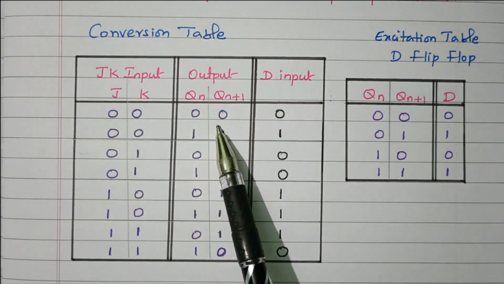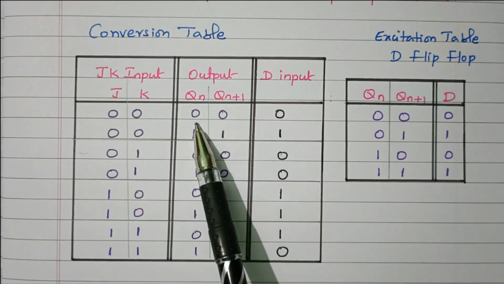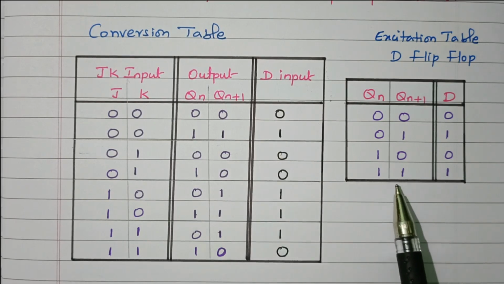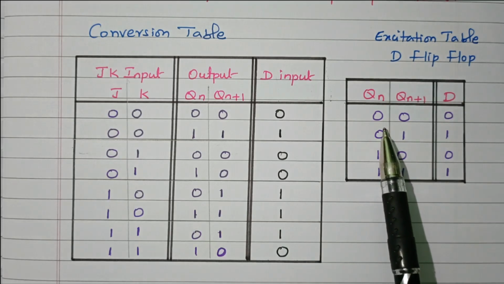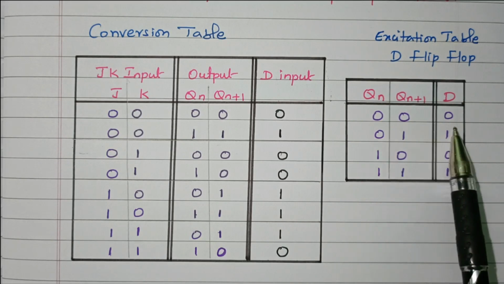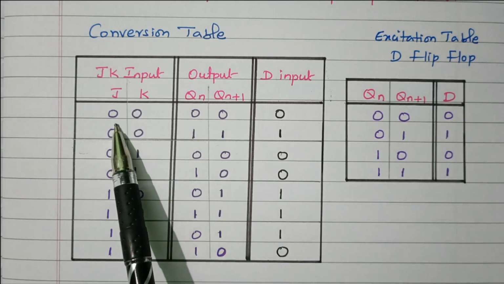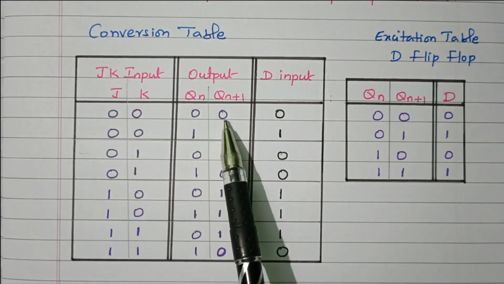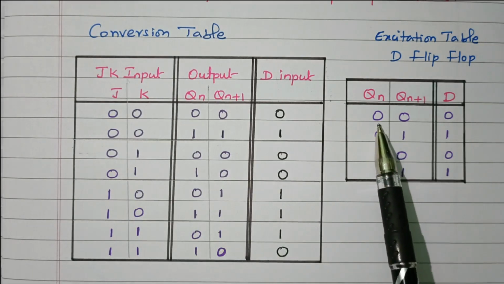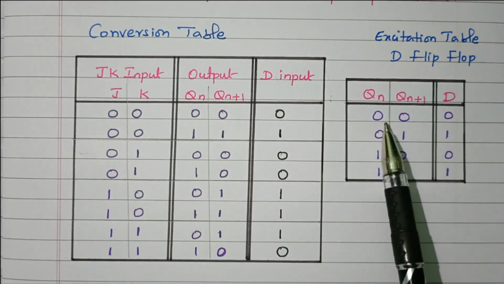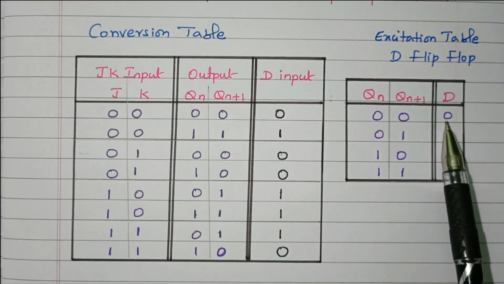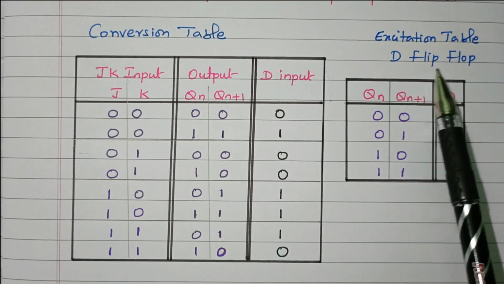For 0, 0, what is the input? For 1, 1, present state is 1 and next state is 1, what is the input we need to decide? That can be done by the excitation table of the D flip-flop. What is an excitation table? From the output we are checking the input. Truth table means from the input we are checking the output: J input, K input, Qn, what is the output? That is the truth table. For example, present state 0, next state also 0, what is the D input? We are checking the input, that is the excitation table.